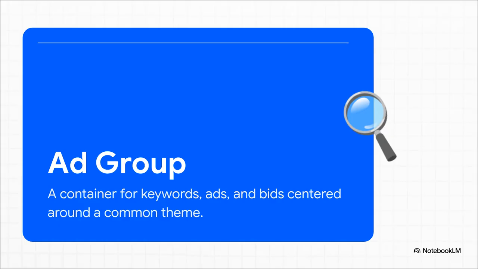And that key building block is the ad group. Seriously, just think of it like a simple container. Inside this little box, you put your keywords, your ads, and your bids. And here's the golden rule, the one thing you have to remember. Everything inside one single container has to be about the same thing. It all needs to share a common theme.